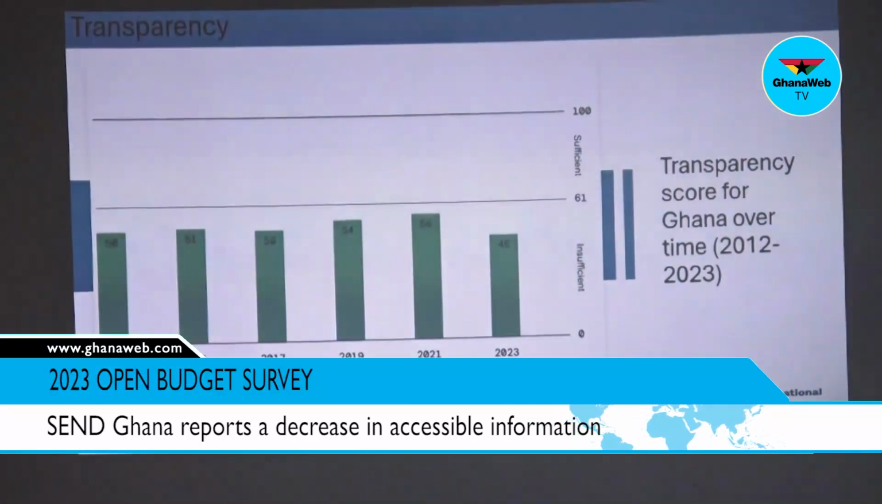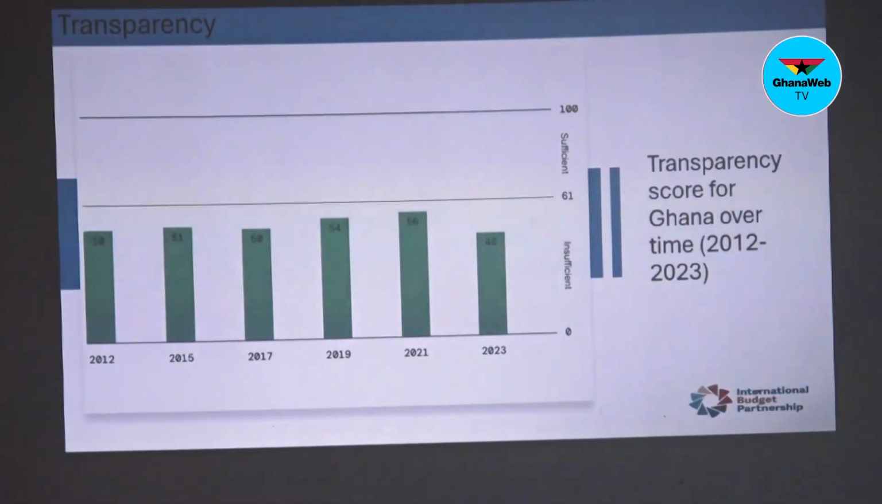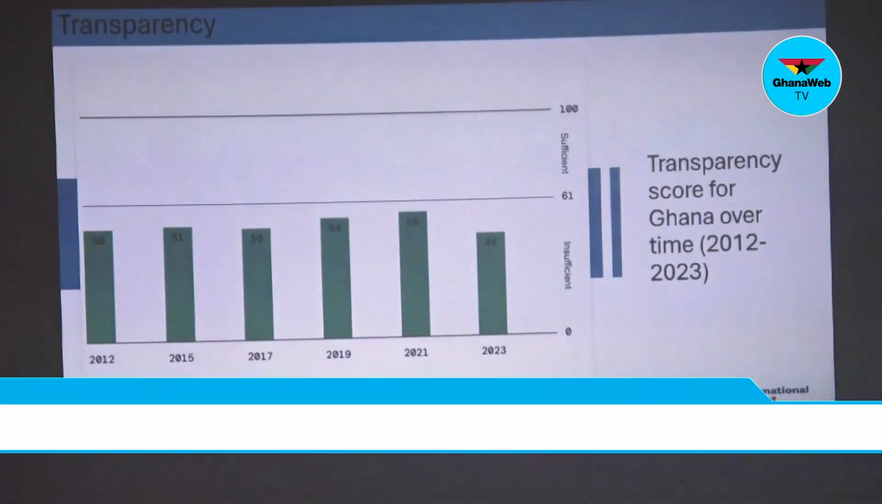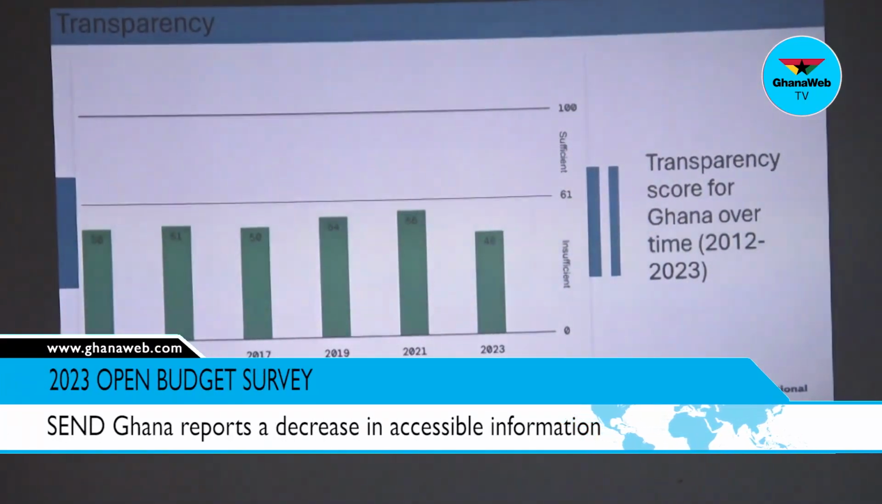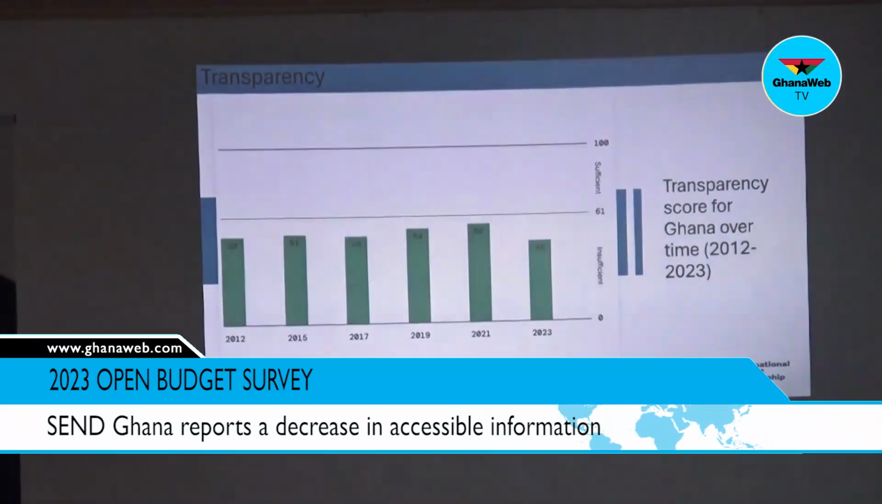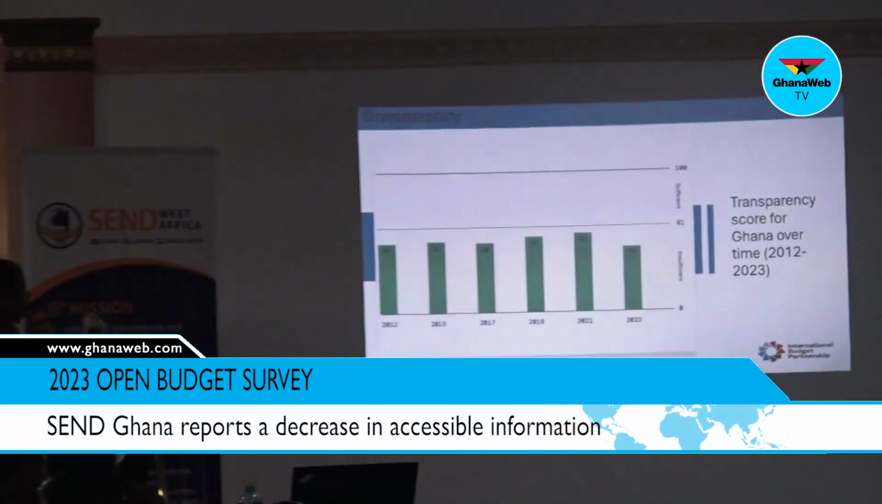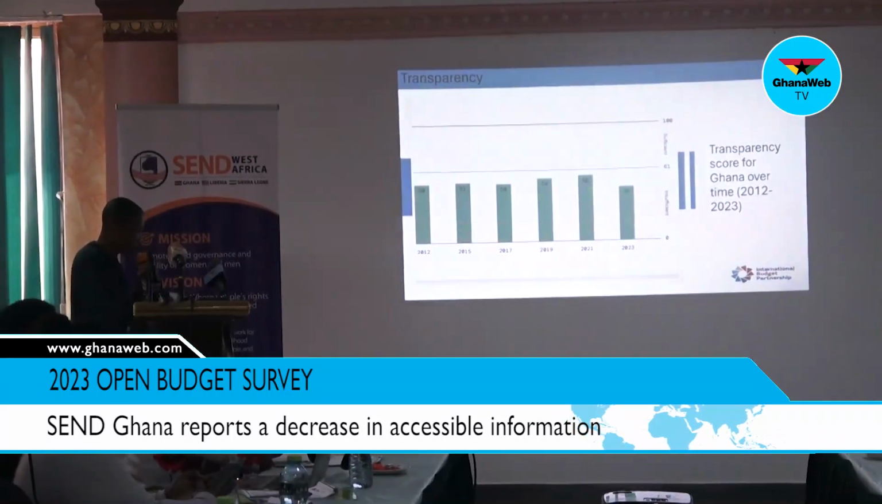So if you look at the transparency score, in 2012 Ghana scored 50. We moved to 51 in 2015, and then we dropped to 50 again in 2017, and then in 2019 we moved to 54. And there was also a slight rise in 2021. However, for the 2023 open budget period, we declined again to 46, which is even below our previous scores as far as the other years are concerned.